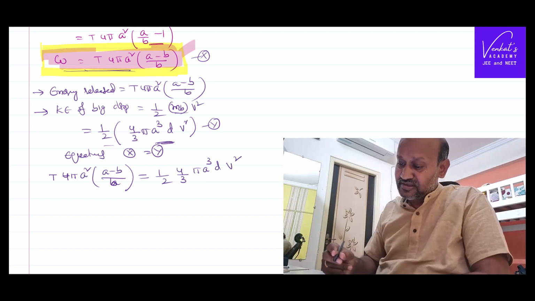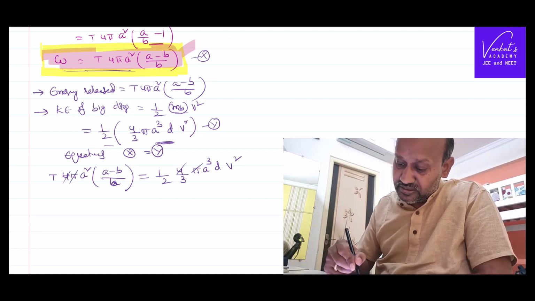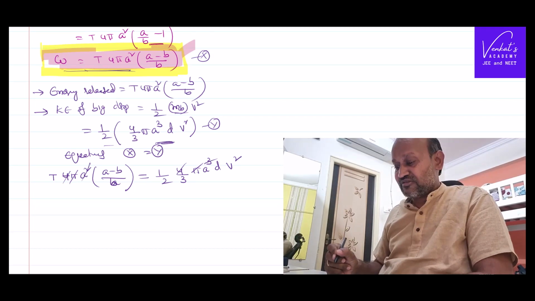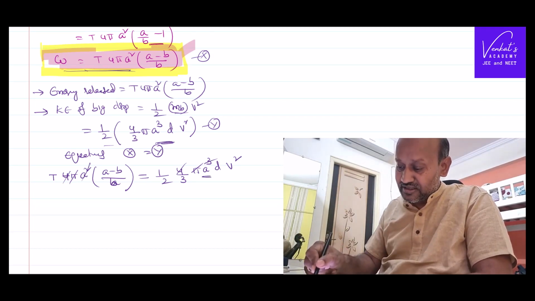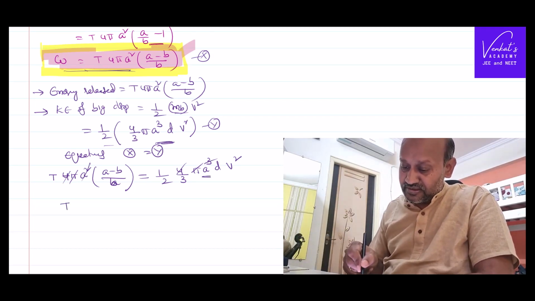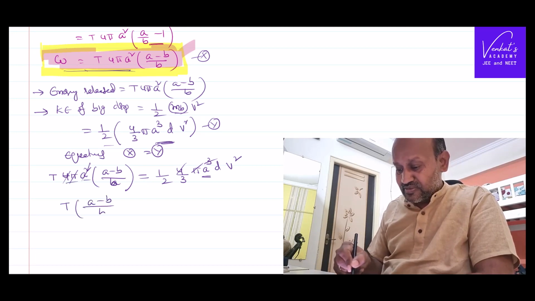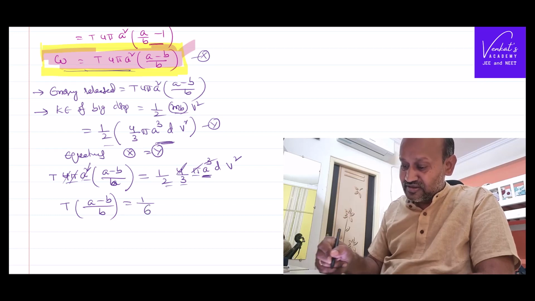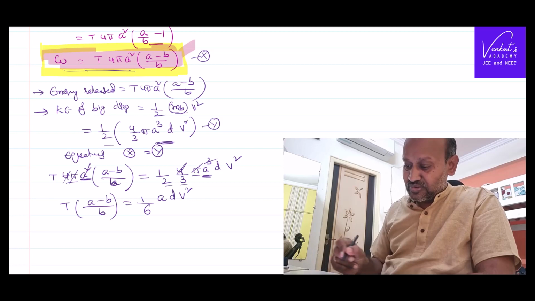So what can be cancelled? 4 pi in the numerator can be cancelled. Here is an a square, here is an a cube, therefore one a square will be cancelled. So a is remaining on this side. So what is remaining there? T, and 4 pi a square already got cancelled. A minus b by b is equal to, this 4 already got cancelled, so 1 by 2 into 3, that is 1 by 6. Pi got cancelled out. Of a cube, a square is cancelled, so only a is remaining into density into velocity square.